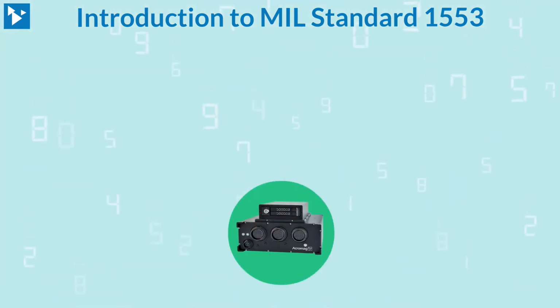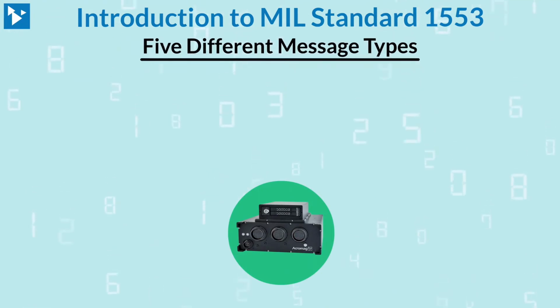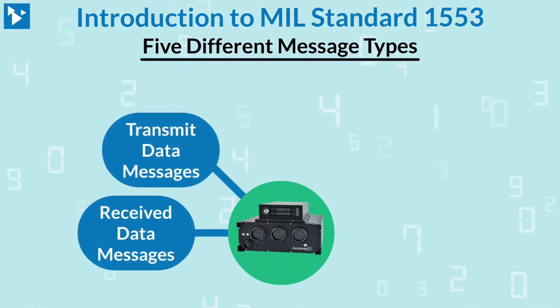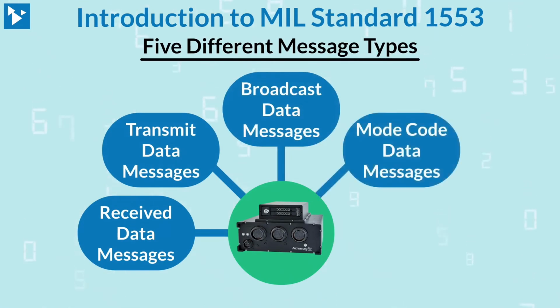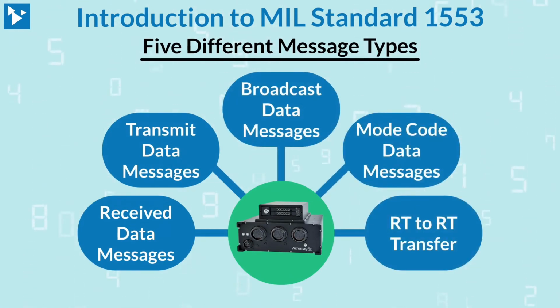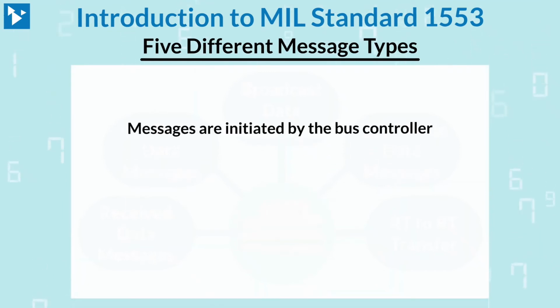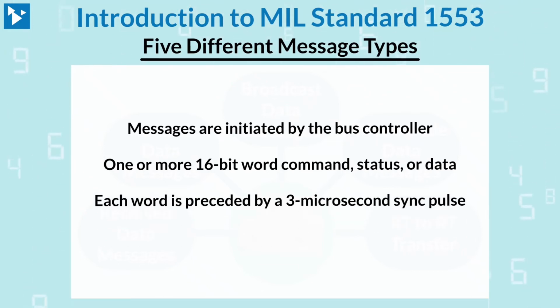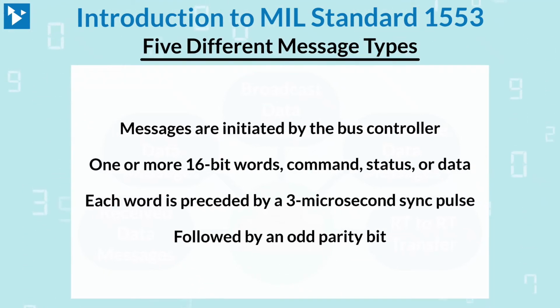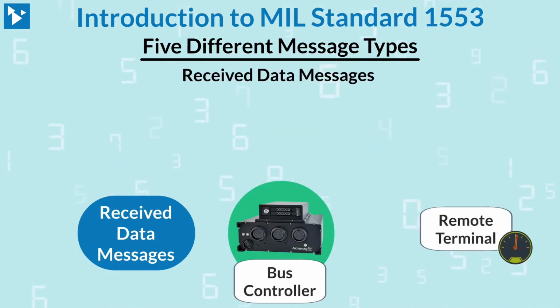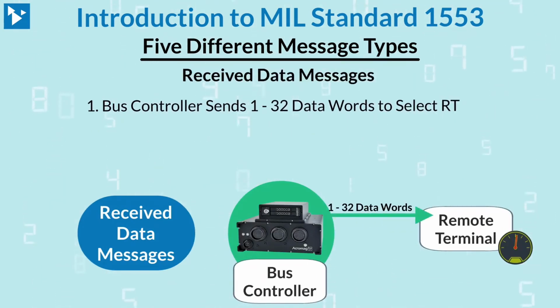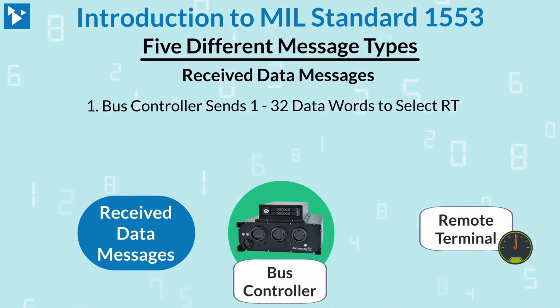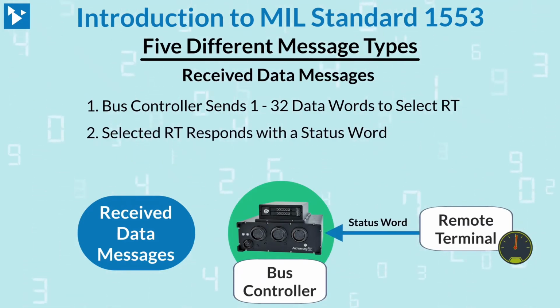The MIL Standard 1553 uses 5 different message types: received data, transmit data, broadcast data, mode code, and remote terminal to remote terminal transfer. All messages are initiated by the bus controller and consist of 1 or more 16-bit word command, status, or data, and each word is preceded by a 3 microsecond sync pulse, followed by an odd parity bit. With received data messages, the bus controller sends 1 to 32 data words to a remote terminal, and the selected remote terminal responds with a status word.